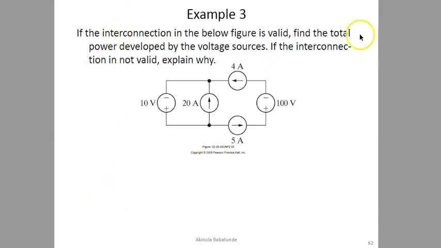Here is another example we can easily look at. If the interconnection in the below figure is valid, find the total power developed by the voltage sources. If the interconnection is not valid, explain why.